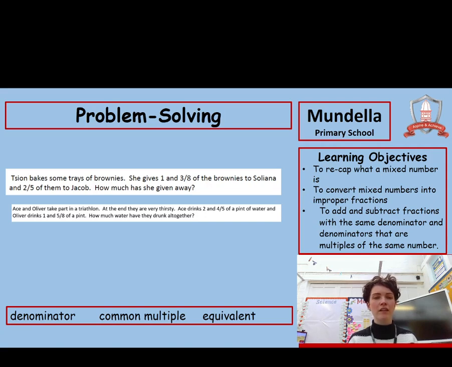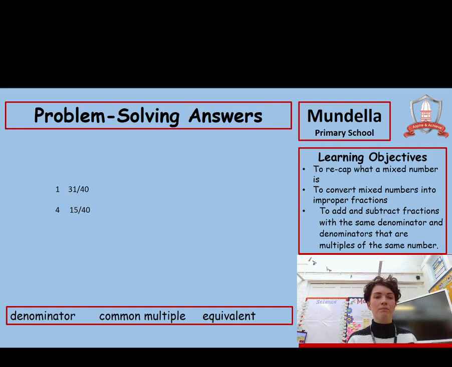Okay, very well done for giving that a try. The answers are coming up on your screen now. So the first one is 1 and 31 over 40. And the second question, it's 4 and 15 over 40.